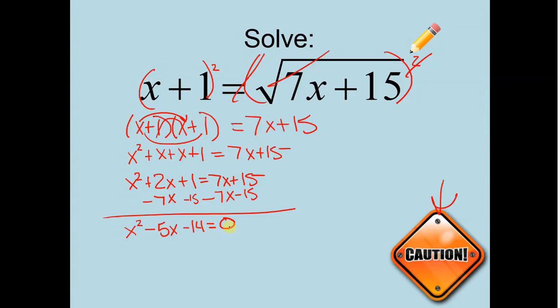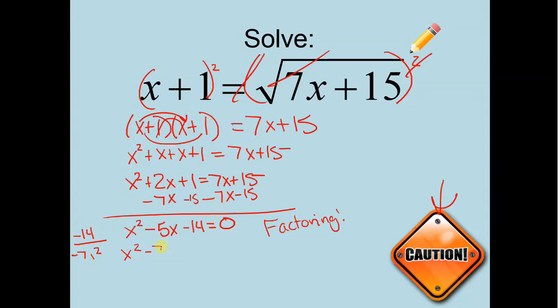Now you're saying, Miss Marsh, this problem doesn't seem to finish. What can we do? Well, I have a squared and 3 terms. Here comes Mr. Factoring. So let's do the AC method. My AC is negative 14. I need 2 numbers that multiply to give me negative 14 but add together to give me negative 5. Negative 7 and a positive 2.